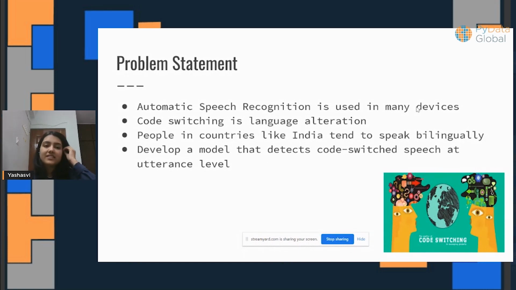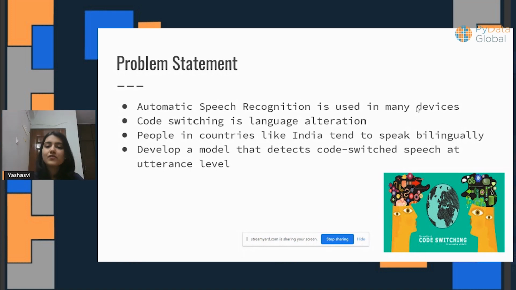So as I told you, I have done a lot of research projects back at my university. So this is also one of the research projects that I did there. Code switching is a condition in which a speaker tends to alternate between two or more languages in the context of the same conversation or situation.